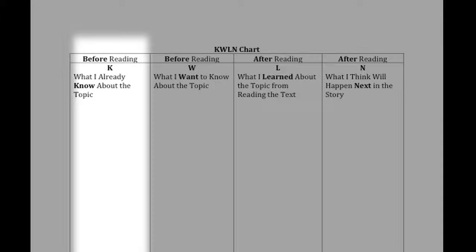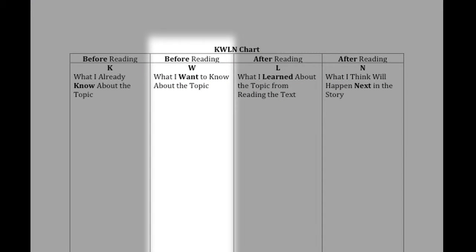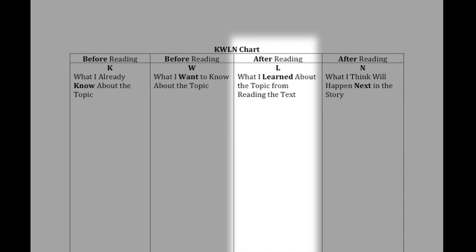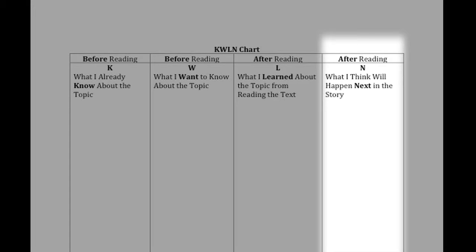Okay. So the first column is before we read, and it's represented by a K. And the K stands for what I already know about the topic. And then the other piece of information that we write down is W, what I want to know about the topic. And then we fill out the last 2 columns. And so after we read, we fill out the column with the L, what I learned about the topic from reading the text. And then the last column is N, what I think will happen next in the story.